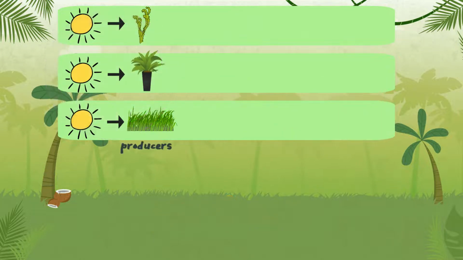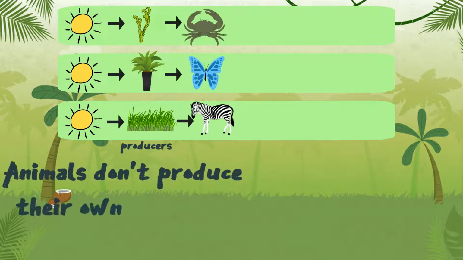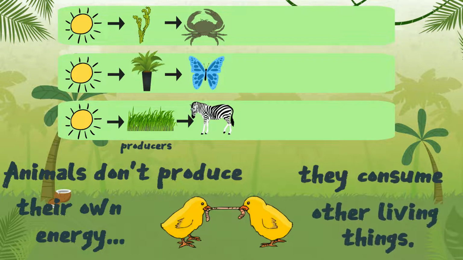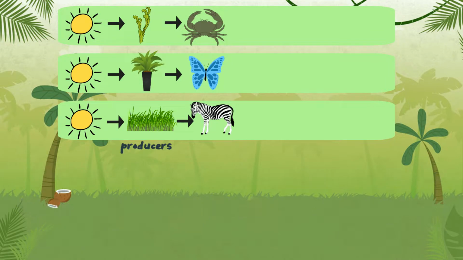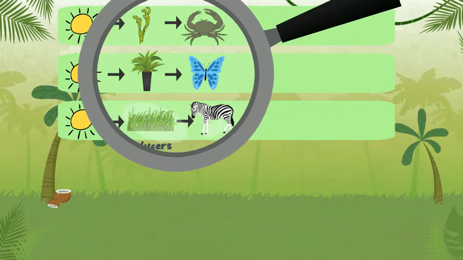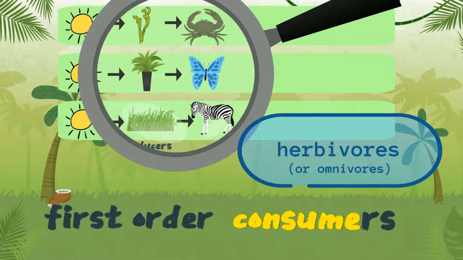At the next step of the food chain, we come to animals. Animals don't produce their own energy. They eat or consume other living things, taking their energy. For this reason, they're referred to as consumers. In this step of the food chain are animals that eat plants, herbivores, or omnivores. We call these animals first-order consumers.